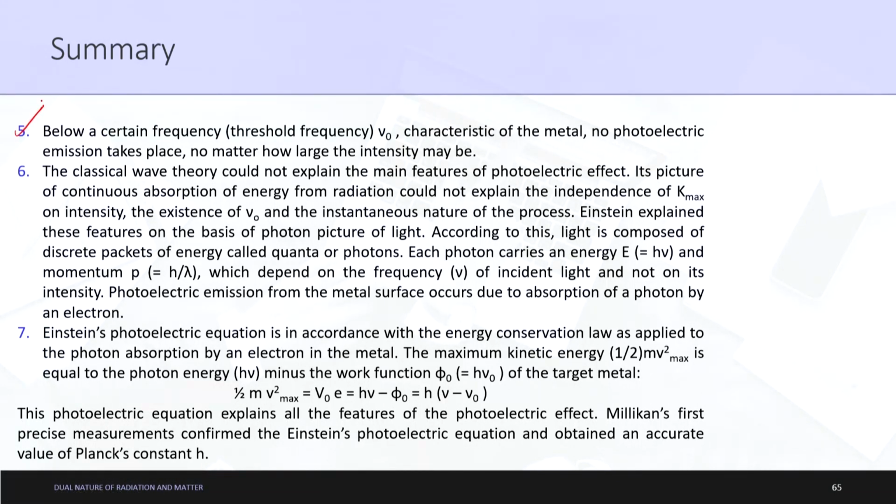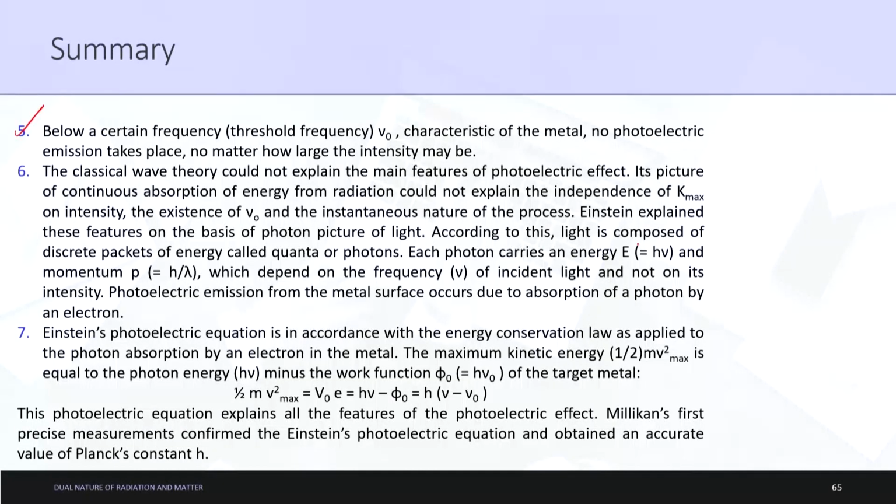Next, the classical wave theory could not explain the main features of the photoelectric effect. Its picture of continuous absorption of energy from radiation could not explain the independence of K max on intensity, the existence of V naught, and the instantaneous nature of the process. Einstein explained these features on the basis of the photon picture of light. This is how the concept of photon came into existence, because the complete theory of photoelectric effect could not be explained using the wave nature, hence we use the photon nature. Photon is basically a particle, and that is how the name came up, that is, the dual nature of radiation and matter.